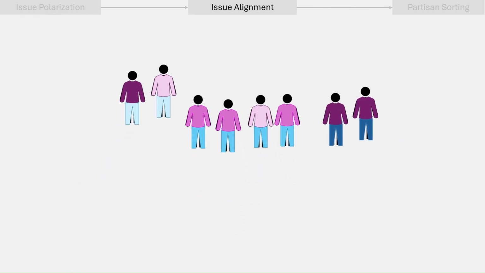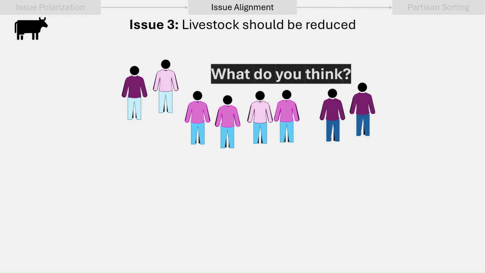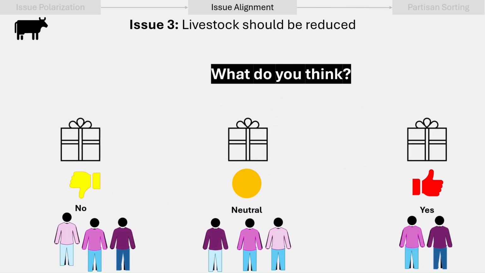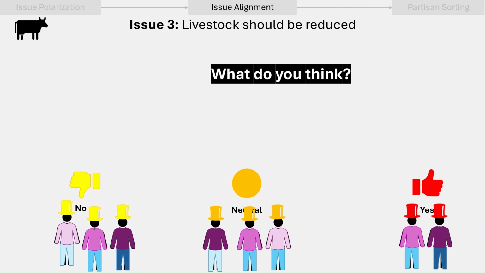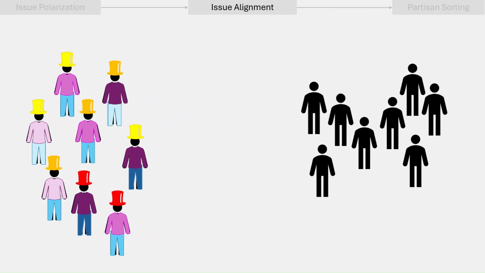Lastly, people are asked their opinion regarding a third issue. Within this example, they get to pick their opinion regarding livestock and its environmental impact. People again get to choose three different options: yes, neutral, or no. People pick their response, and based on their response, they receive a nicely colored hat that resembles their choice regarding the specific issue. Now, when looking at the outfits of the people, it is clearly visible that none of them have the same outfit, meaning that in this case there is no issue alignment.